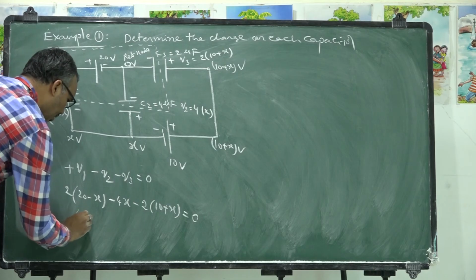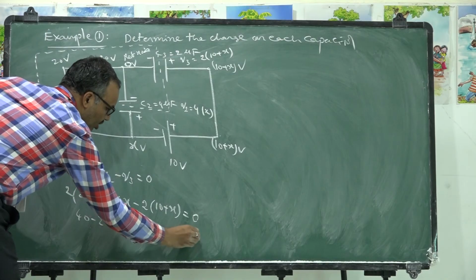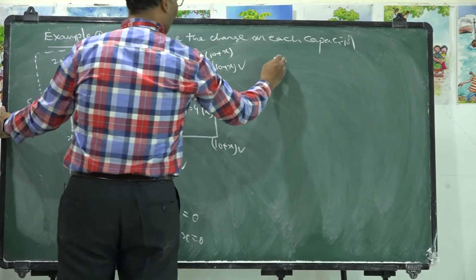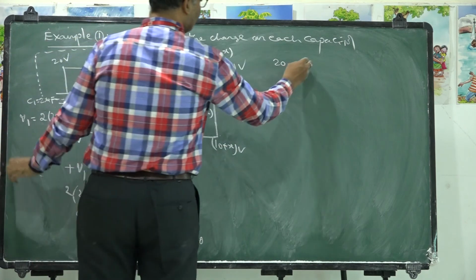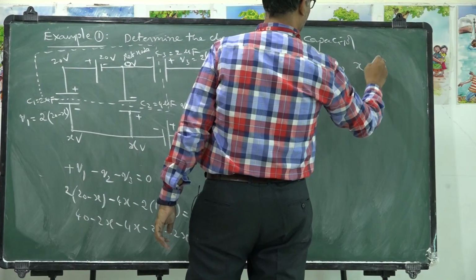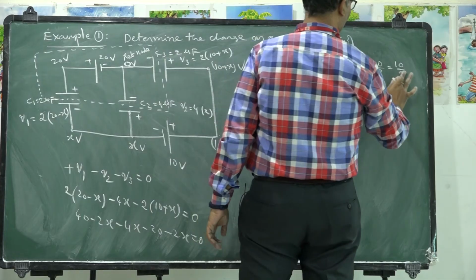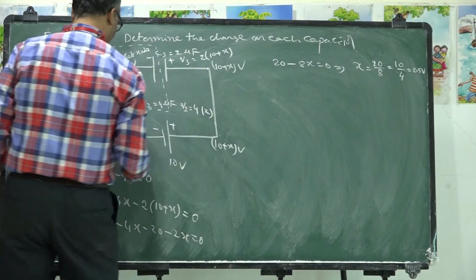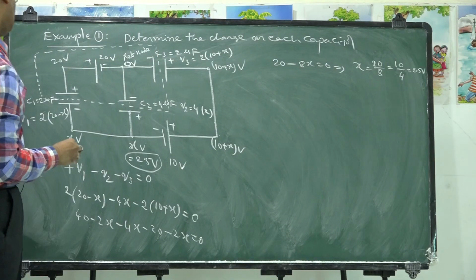So 40 minus 2x minus 4x minus 20 minus 2x is equal to 0. So 40 minus 20 is 20 minus 8x is equal to 0. It implies x is equal to 20 by 8, that is equal to 10 by 4, 2.5 volts. I found the potential here as 2.5 volts.